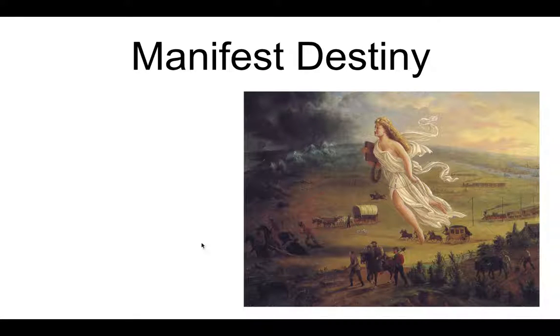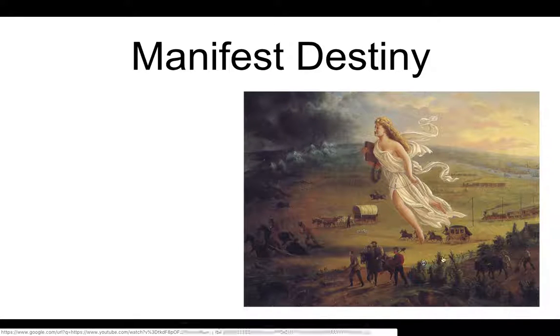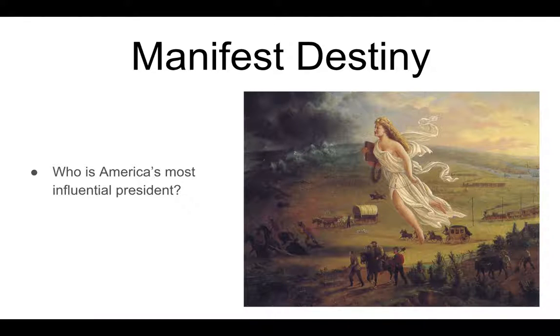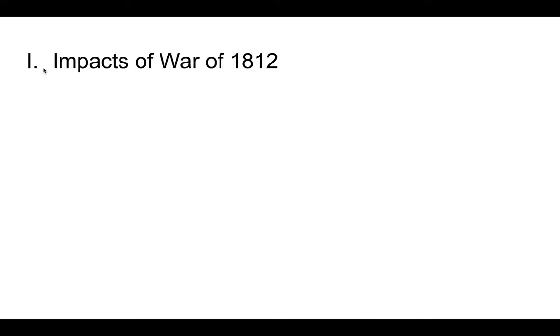So Manifest Destiny. In class, we will go over this painting. If you want to take a closer look at it, pause and look at the details of it. During class, I'm going to ask you who is America's most influential president. Not the best, not the most important, but the most influential, because I nominate James J. Polk. A lot of you might have a question mark over your head right now. Who is that? Let's get started with the notes.